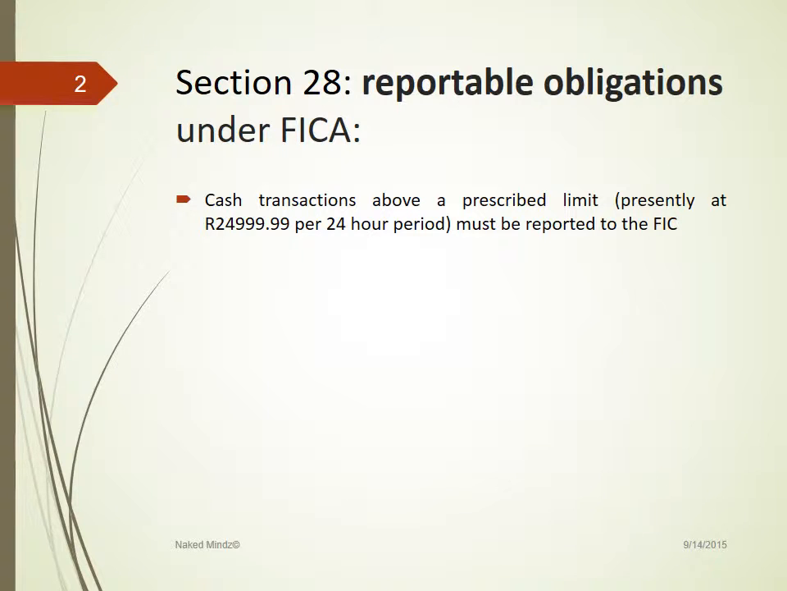The first obligation is a cash transaction obligation, and this is anything above a prescribed limit, which is presently set at R24,999.99. This must be reported to the Financial Intelligence Center. Now, this transaction is aggregated. That means that it's over a 24-hour period. So if somebody puts in 6,000, 7,000, 12,000, and 13,000, although each one of them is underneath 24,999 Rand and 99 cents, you would have to report it as an aggregated transaction.